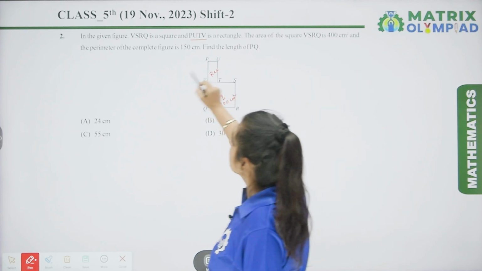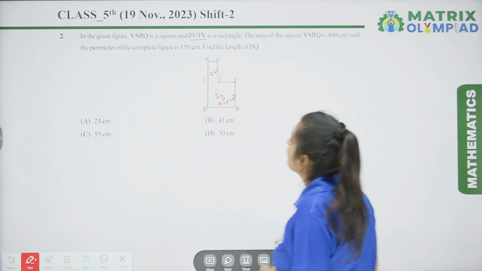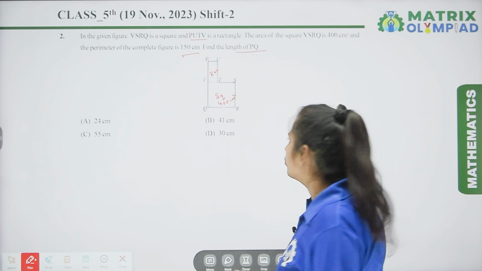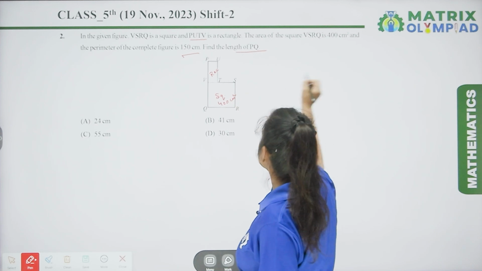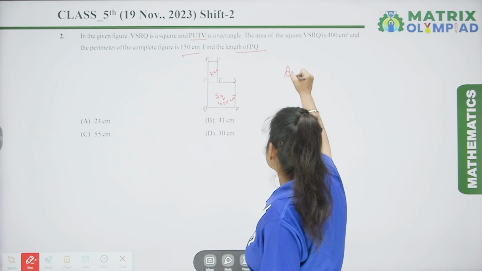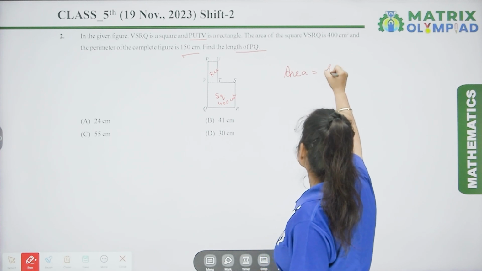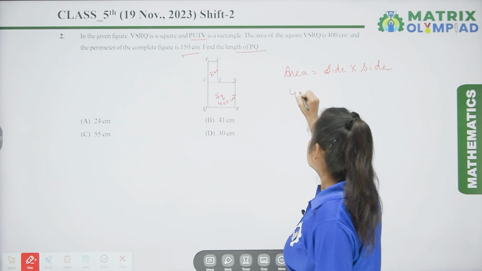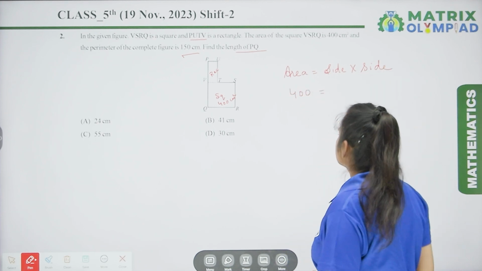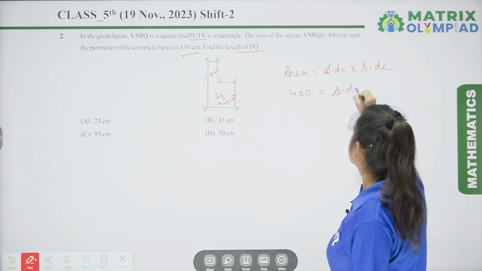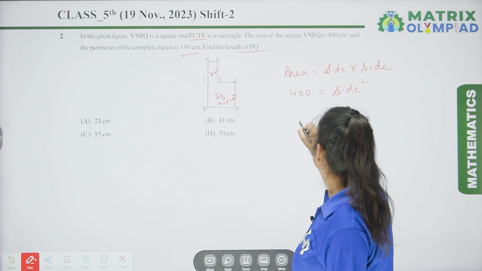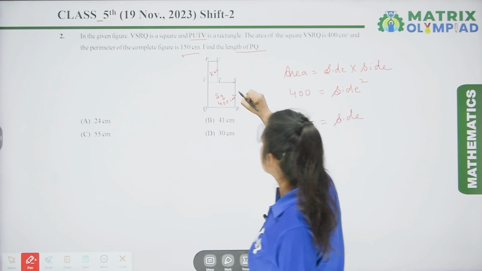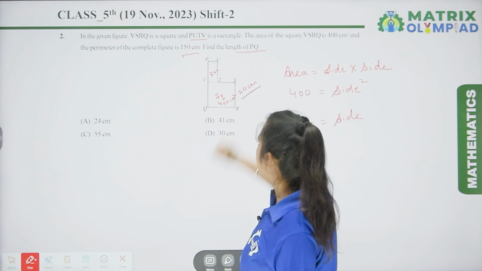And the perimeter of this complete figure is 150 centimeter. Find the length of PQ. So we have to find out the length of the PQ. For this, let's find out the side of the square first. Area of a square is side into side. Area is given to us, that is 400 centimeter square. So this is side square. Now 20 is equal to side. It means this is 20 centimeter.